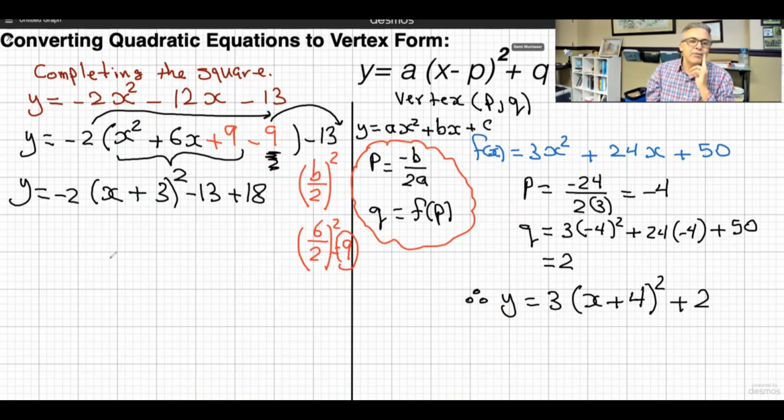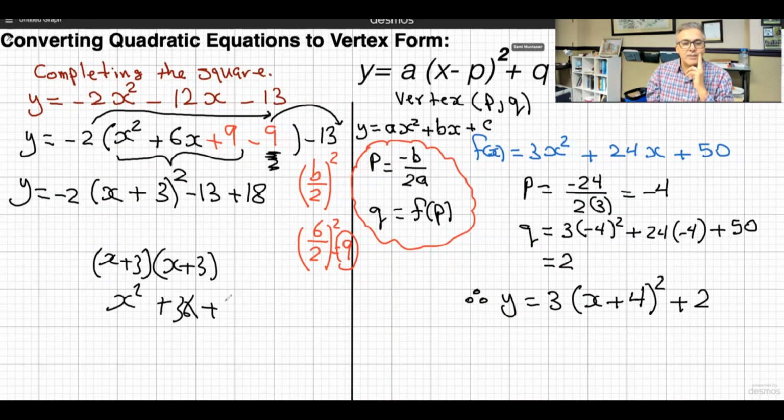Now, if you go x plus 3 times x plus 3, that will FOIL into x squared plus 3x plus 3x plus 9, which gives you x squared plus 6x plus 9, which is that right here. But again, you don't have to do all that work. This is just for me to show you that it works.